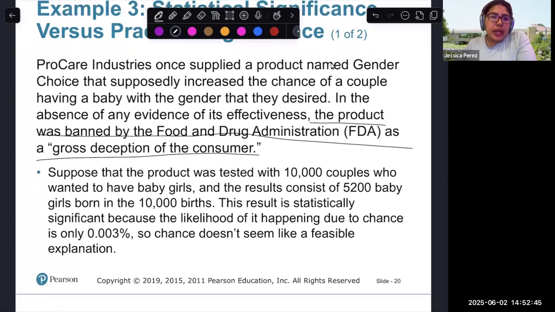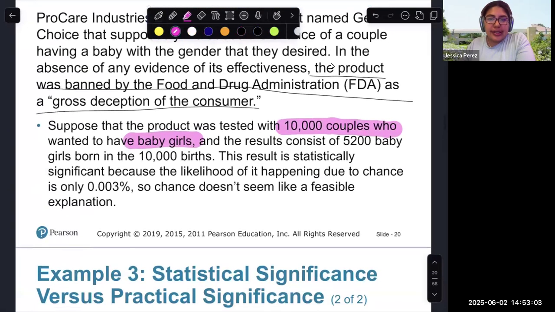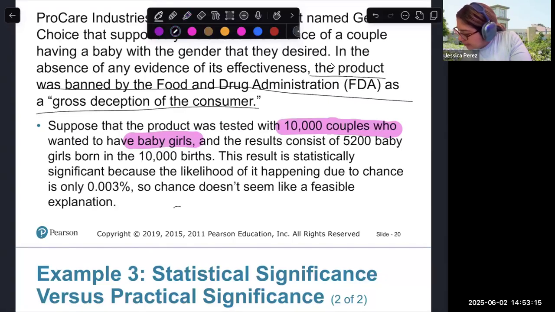Now, let's look at the study. Suppose that the product was tested with 10,000 couples who wanted to have baby girls. The result consisted of 5,200 baby girls in the 10,000 batch. This result is statistically significant because the likelihood of occurring due to chance is only 0.003, which doesn't sound like a feasible explanation. So this is 5,200 over 10,000 births, so 52 out of 100, right?